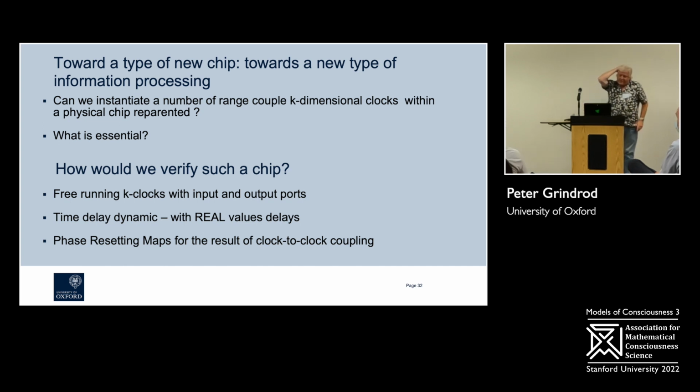So, towards a new chip, well, could we instantiate a number of range-coupled k-dimensional clocks within a physical chip? And what would be essential there? Well, most of the things I've talked about would be essential, but if we could get someone to manufacture such a thing, then we could start to glue them together and we could do these experiments. How would we verify such a chip? If someone walked in here with one today, how would they say, well, that's what we want? How would we know? Well, we'd have to check that when it was free running, the different clocks on the chip all had k degrees of freedom, and maybe random frequencies. We'd have to check that when one talked to the other, it phase reset it in a reliable way, and things like that.